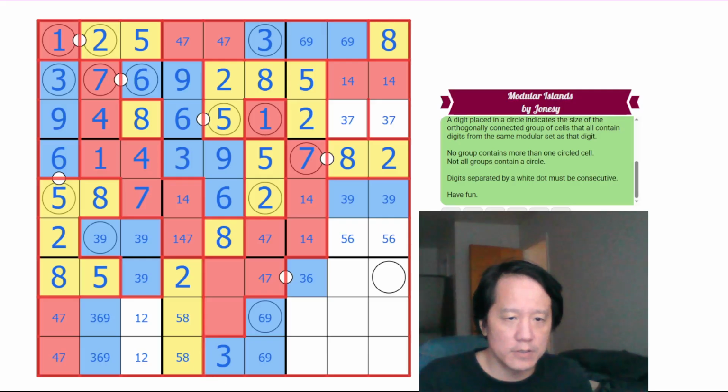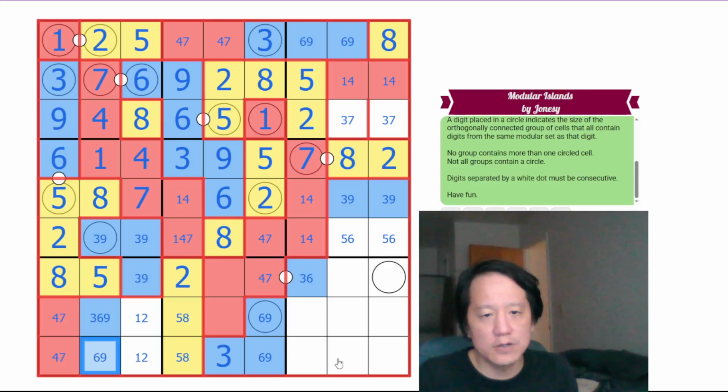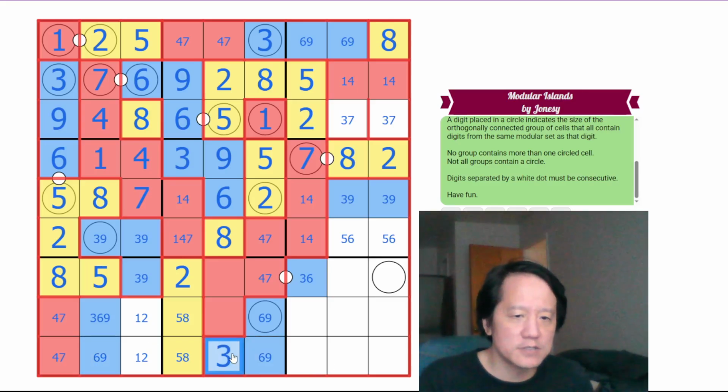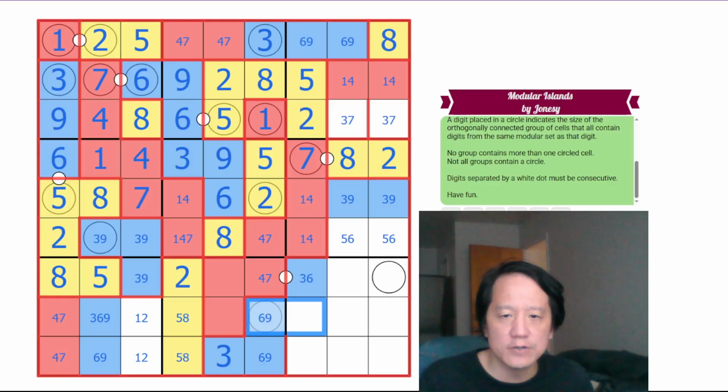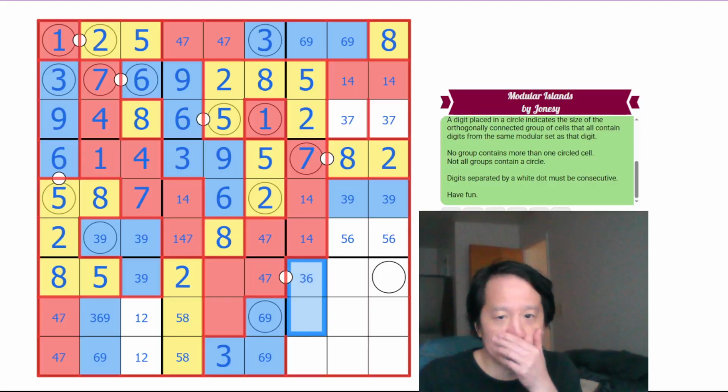Border here. 3 eliminates 3 here. So this is a 6. We have 3 blues already in row 9. So this cannot be blue here. That's done as a border then. So this has to go here. That's blue. We have, yeah, this is definitely border there.